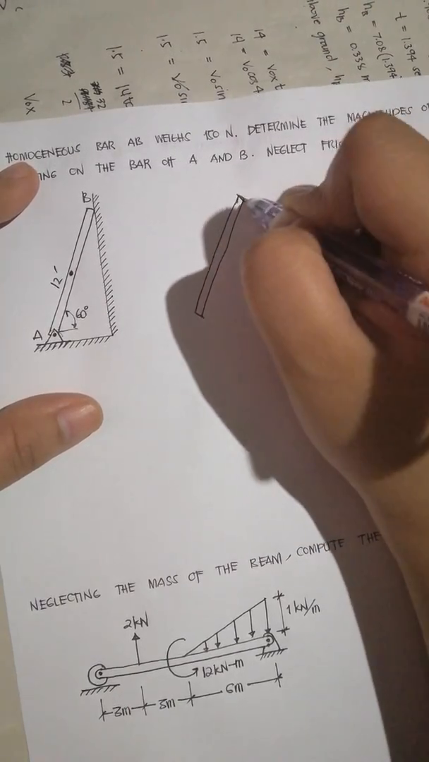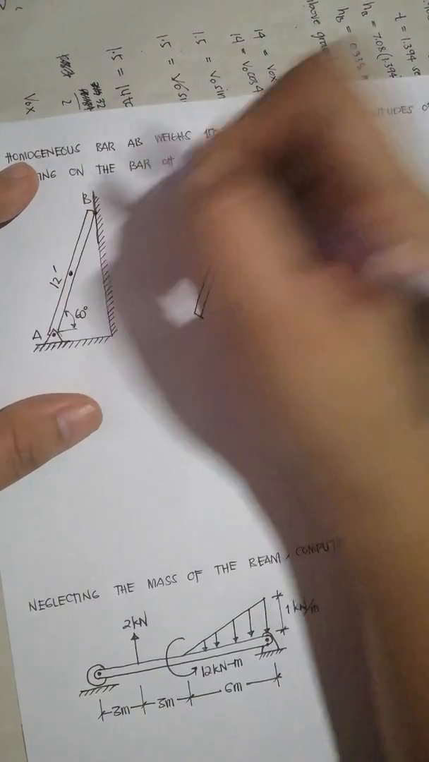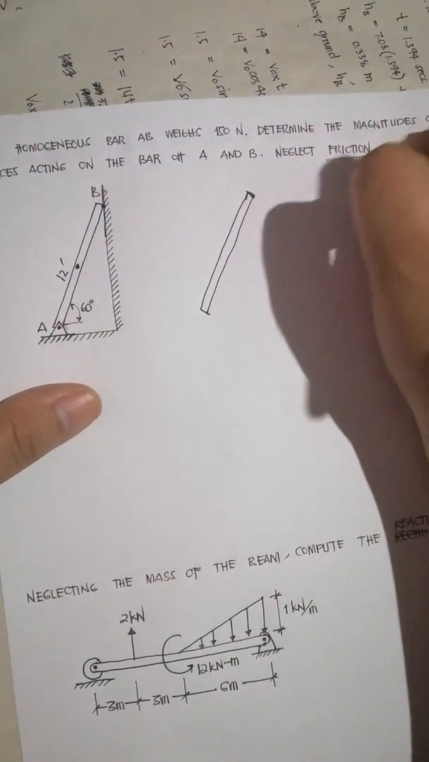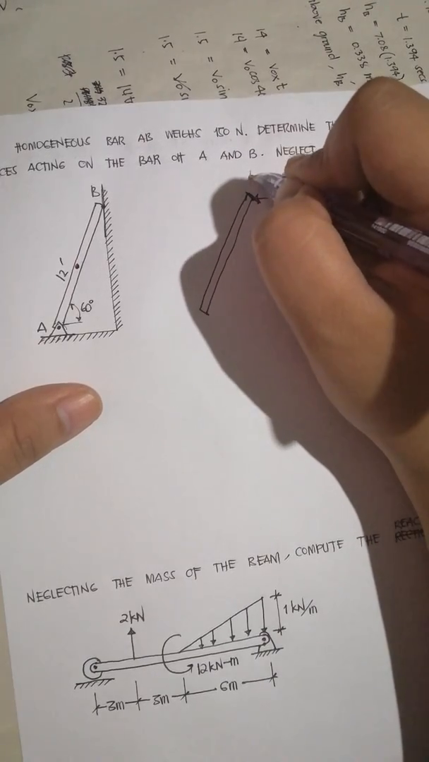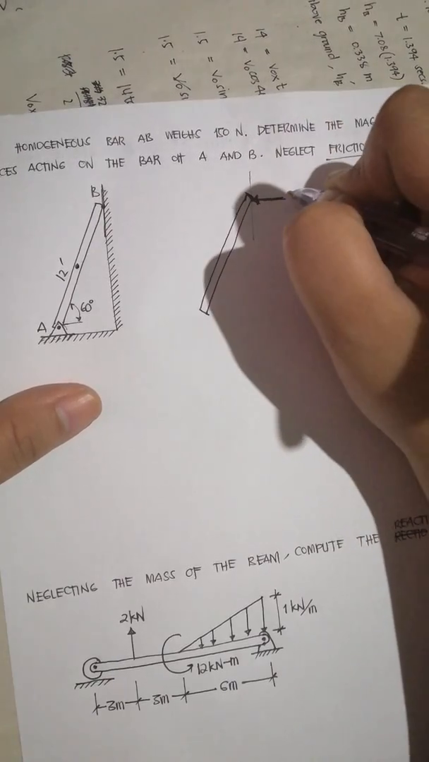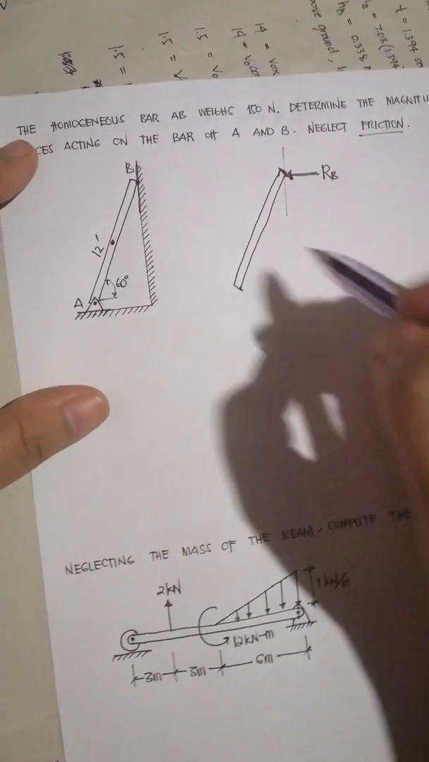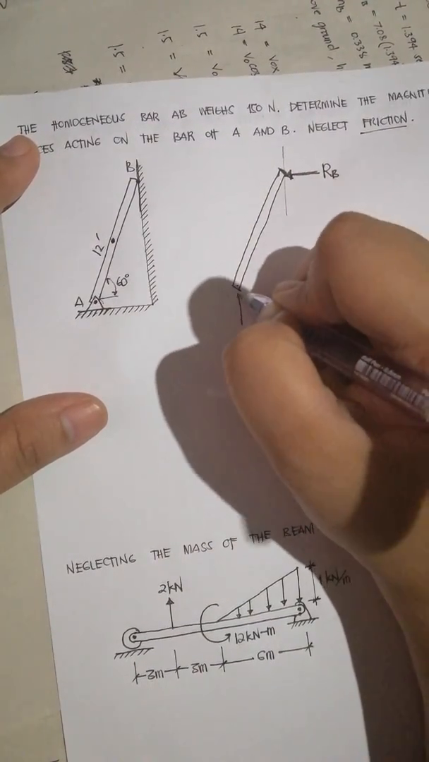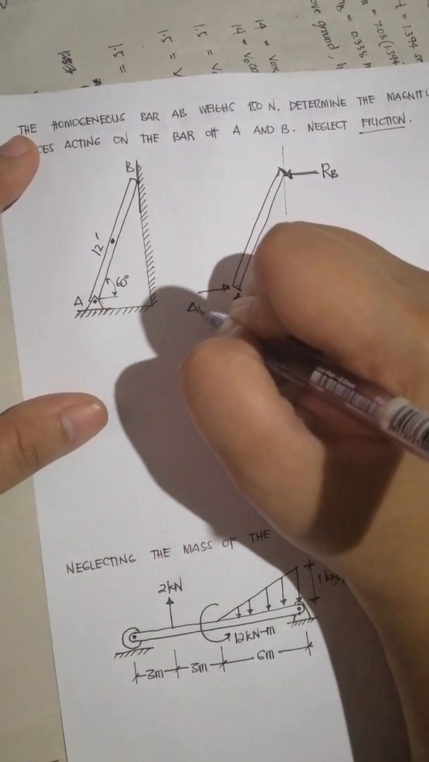Okay, at this point there is contact with a frictionless surface, so we have to neglect friction. Since the surface here is vertical, perpendicular to that is a horizontal line. So this is the reaction at B. And here we have a pin support, so we have both perpendicular and parallel reactions.